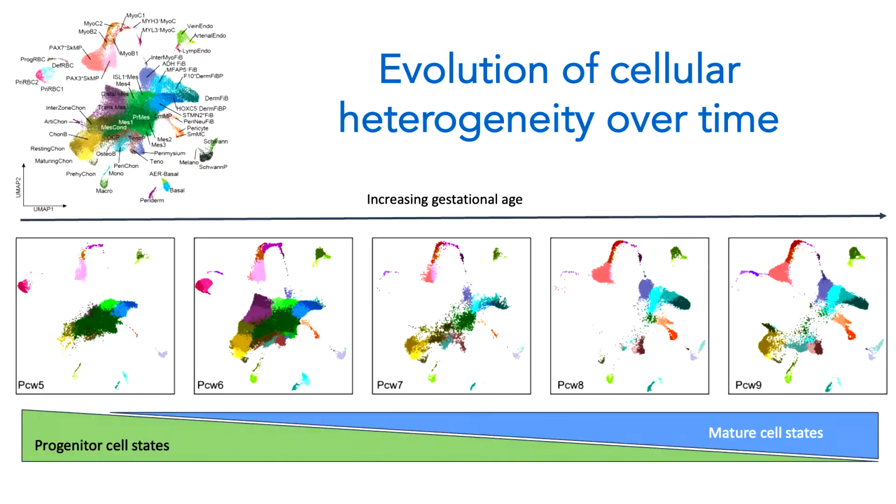Just at a very high level, what you can see is obviously over gestational time, you've got fewer of the progenitors, which are in the middle of this two-dimensional UMAP projection. You've got more of the mature cell states, which are towards the edges here. I'm not going to go into this in detail, but what you can appreciate is the level of depth and information that this gives you about the development of different lineages.